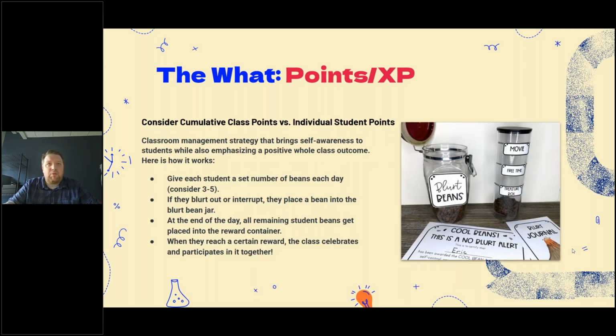Also thinking about cumulative points, so earning points as a class and individualized points. They are both really great things, and putting them together can be a very strong strategy to use when you're talking about gamification.